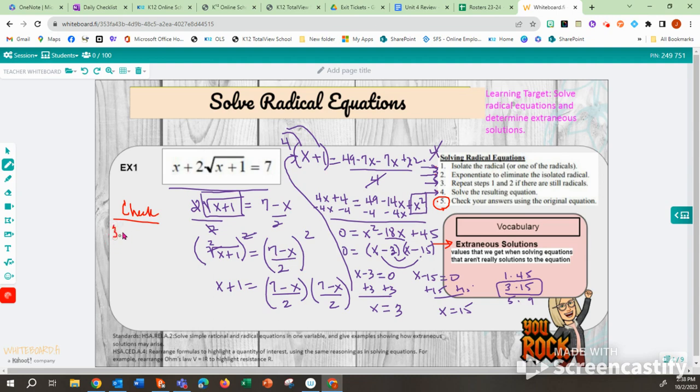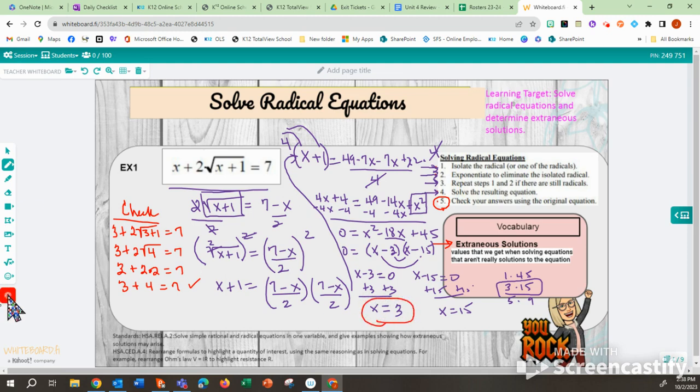So I have 3 plus 2 times the square root of 3 plus 1 equals 7. And then we're going to work it out. So it's going to be 3 plus 2 times the square root of 4 equals 7. This is going to give me 3 plus 2 times the square root of 4, which is 2, equals 7. This is a times. 2 times 2 is 4, and that's going to check because 3 plus 4 is going to give me 7. So I know 3 is a solution.